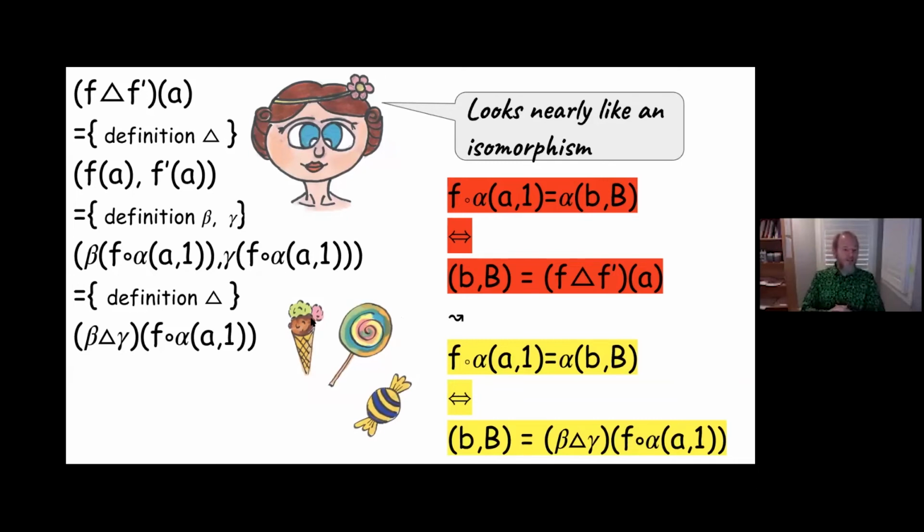So we can use this beta and gamma to take f triangle f prime and rewrite it using beta and gamma. Now we can take our formula, the red formula, and write it as the yellow formula. And this yellow formula, if you remember the Scholarization, really looks a little bit like an isomorphism. We're very close, but the one thing that's still bothering us is that there's this alpha comma 1 on both sides. So that's what we're going to eliminate next.